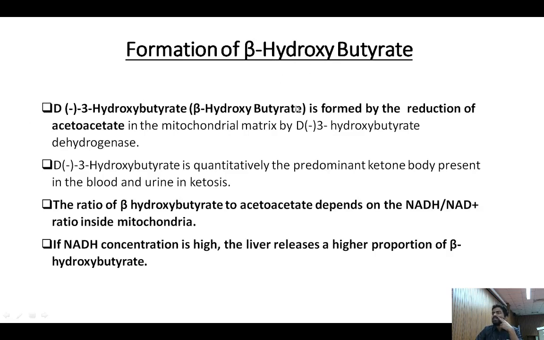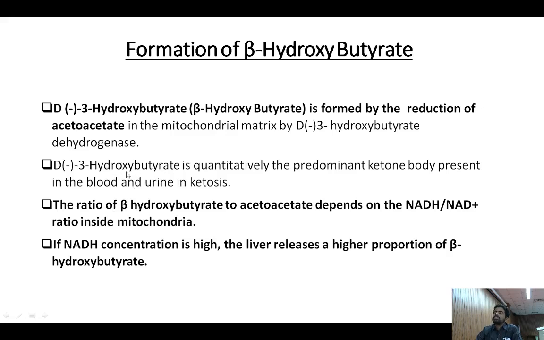Now third is beta-hydroxybutyrate. Beta-hydroxybutyrate is formed by the reduction of acetoacetate. The enzyme is beta-hydroxybutyrate dehydrogenase. So first, on top, acetoacetate will form. From acetoacetate, acetone will form with the help of the decarboxylase enzyme or spontaneously also, and from acetoacetate, beta-hydroxybutyrate will form with the help of the enzyme beta-hydroxybutyrate dehydrogenase. And this beta-hydroxybutyrate is the most predominant ketone body present in blood and urine. So this ketone body, beta-hydroxybutyrate, is found in the maximum amount.